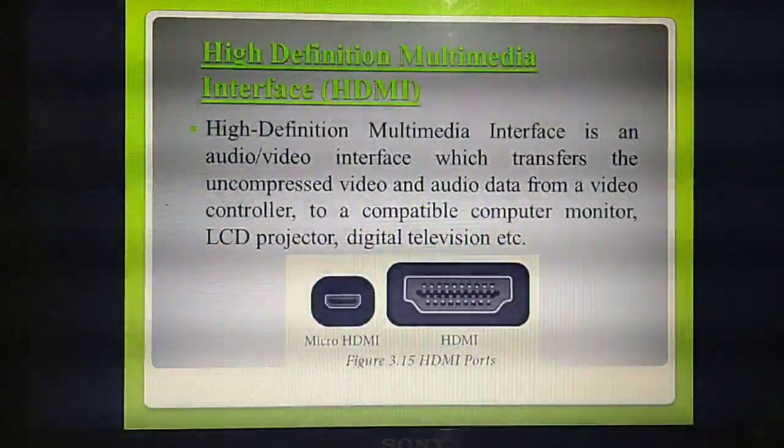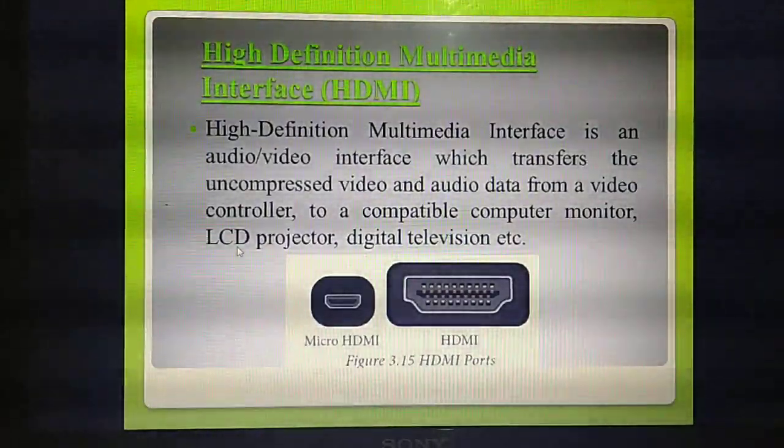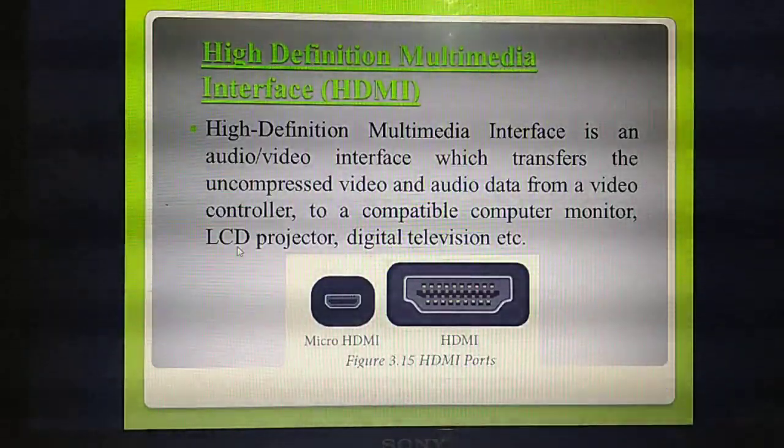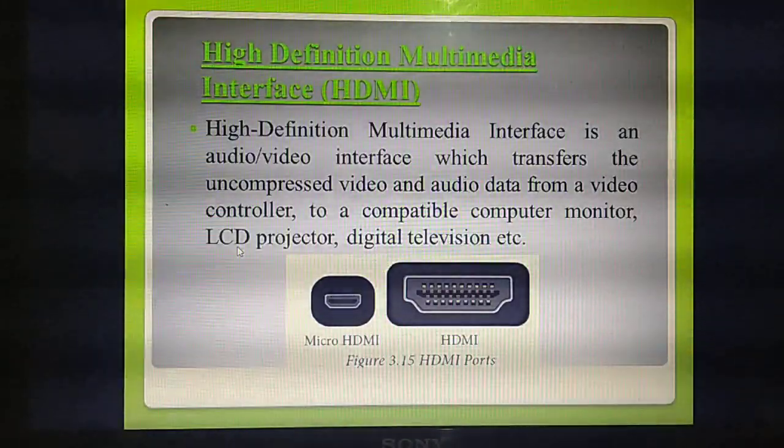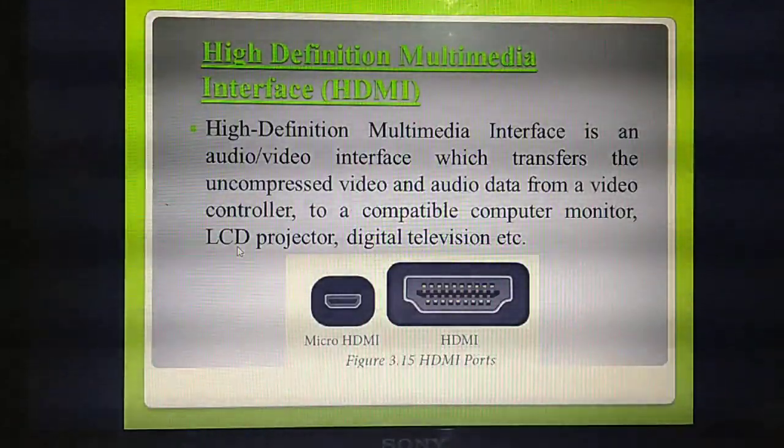Understand? Next thing is HDMI. What do you mean by HDMI? High definition multimedia interface. What does the interface carry? Audio and video. What's the use of this port?